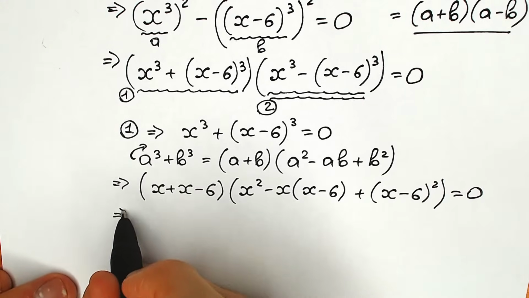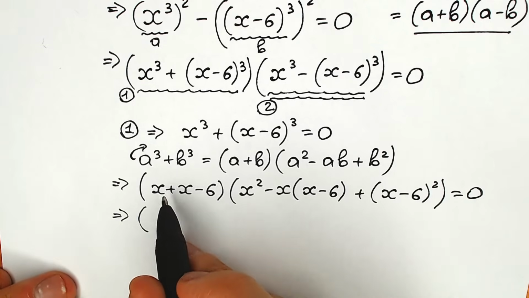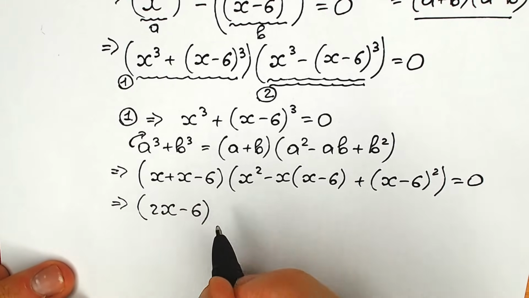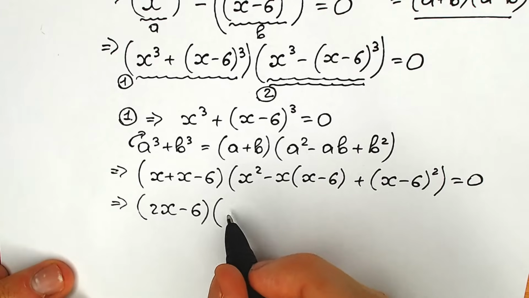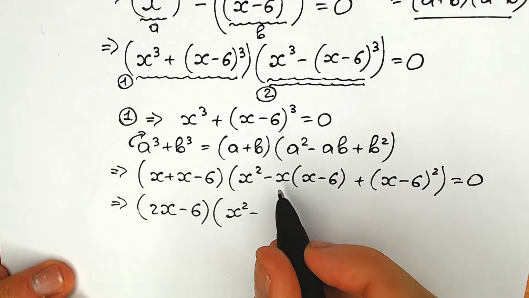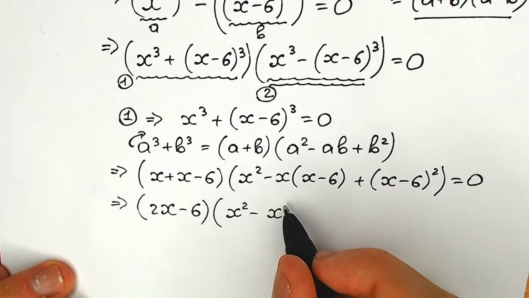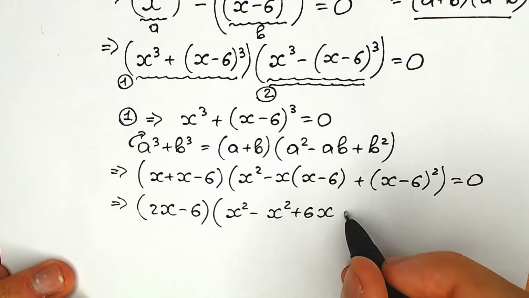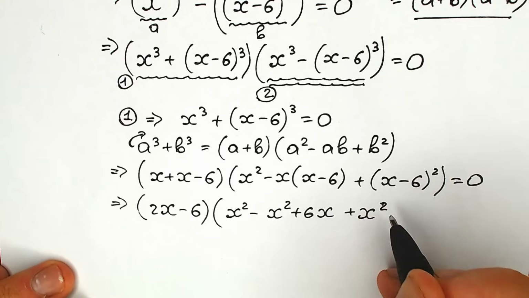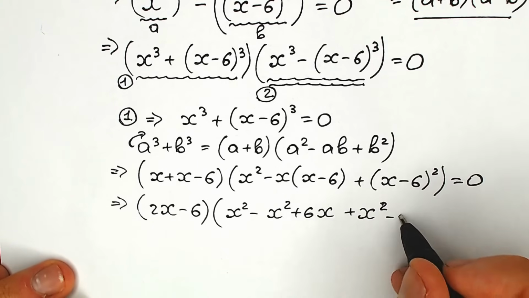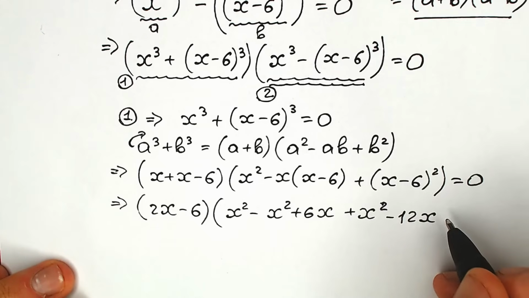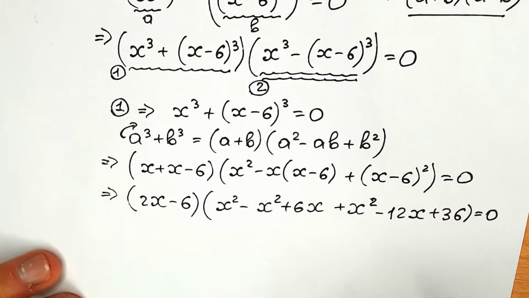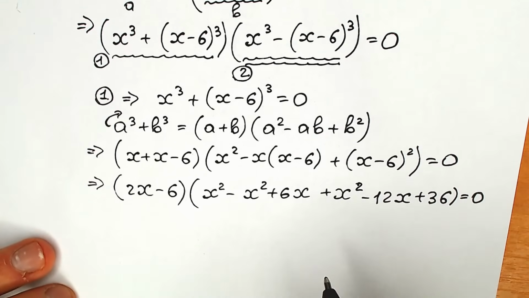So as a result, in the first parenthesis we will have a great expression, 2x minus 6. And in the second parenthesis, let's do this. We have x square minus, and right here x square plus 6x plus x square, so this is a school identity, plus x square minus 12x plus 36 is equal to 0. So I really hope you understand it.